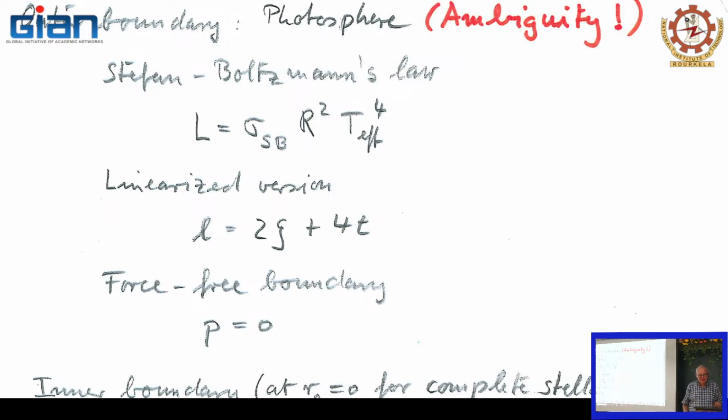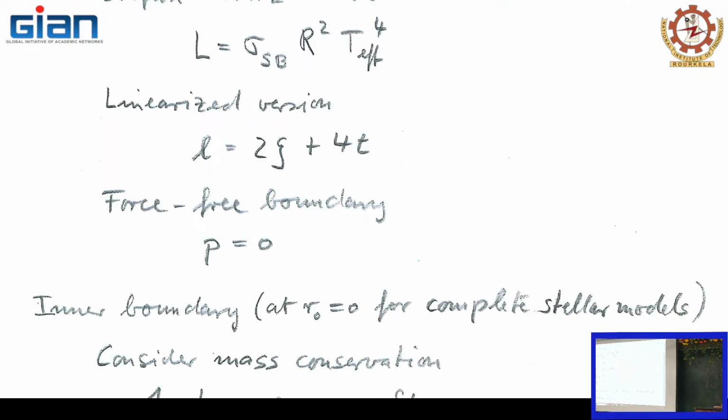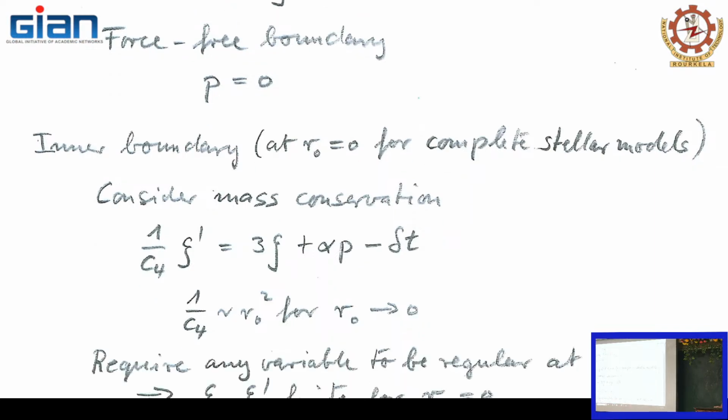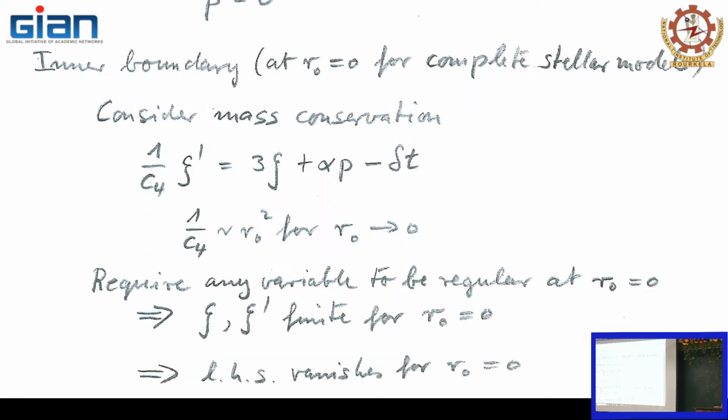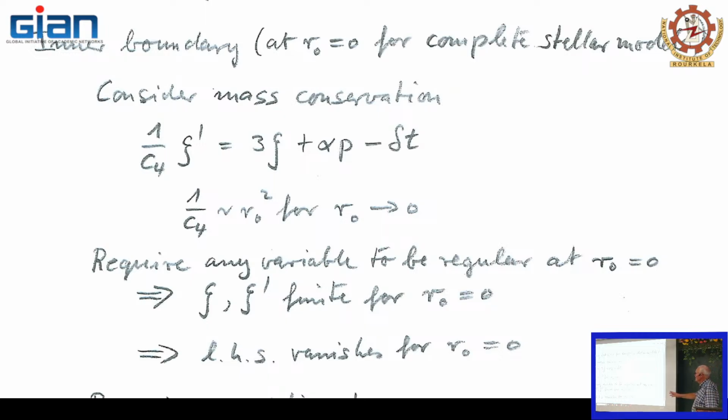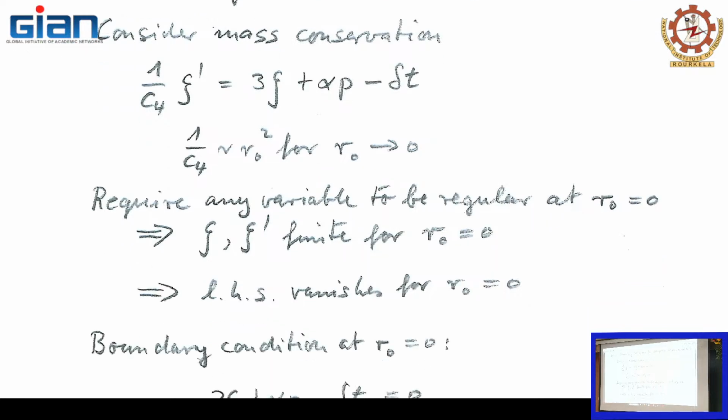It's easier for the inner boundary conditions. We have already touched on that problem. Well, these are the 2, again in more detail. The inner boundary occurs at 0 radius for a complete stellar model. Then we bring the coefficient C1 or C2 to the left-hand side, because this coefficient vanishes, 1 over C4 vanishes. We need to require, for regularity reasons, that 3 zeta plus alpha p minus delta t has to be 0. So the left-hand side has to be 0, as explained before.